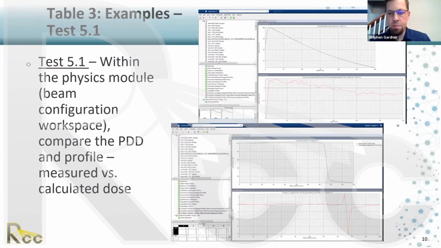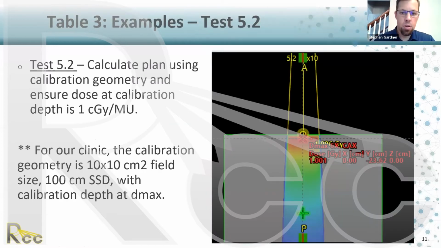So this is an example of 5.1. This is within Eclipse, the config workspace beam configuration. And this is comparing for a large field, profile here, PDD should match exactly, and they appear to match very, very well. Okay. That's 5.1. For 5.2, again, just directly mimicking our calibration conditions and making sure, as a sanity check for our planning system, that we're on the right track.